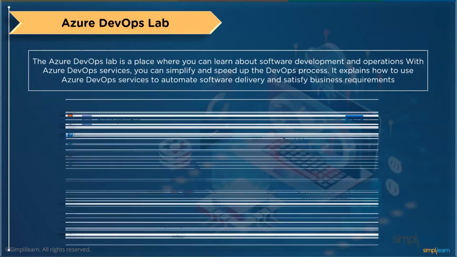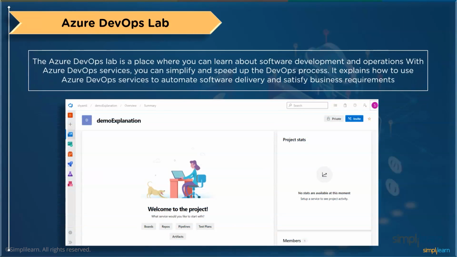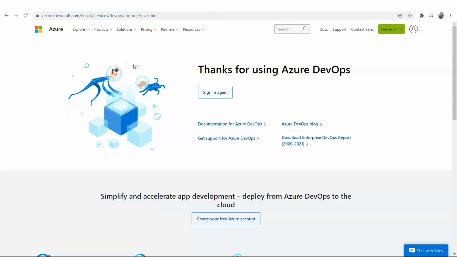The Azure DevOps Lab is a place where you can learn about software development and operations with Azure DevOps Services. You can simplify and speed up the DevOps process. It explains how to use Azure DevOps Services to automate software delivery and satisfy business requirements. So to understand it in a better way, let's have a demo of Azure DevOps Lab. So let's start with our Azure DevOps demo.